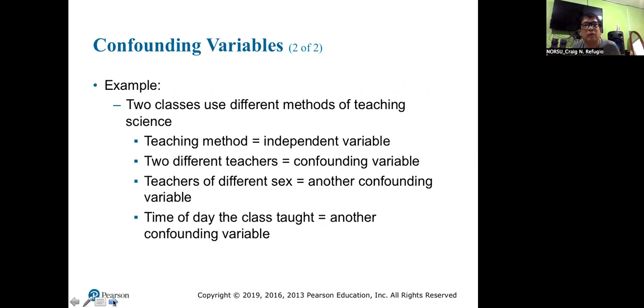So we have examples of confounding variables. Two classes use different methods of teaching science. So teaching method is the independent variable. Two different teachers are confounding variables. So take note, we have two different teachers, and the teaching method would actually vary. Teachers of different sex is another confounding variable. Why? Because male and female might have some differences in terms of the teaching method. Time of day the class is taught is another confounding variable, whether it is in the morning or in the afternoon, or it might be in the evening.